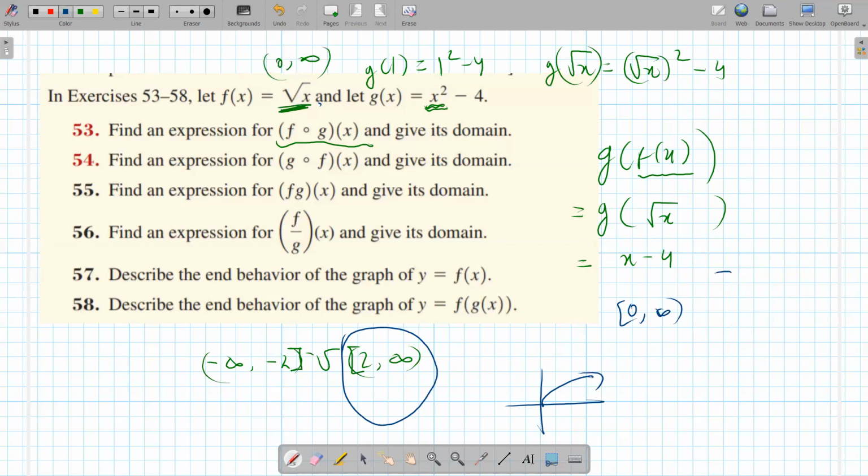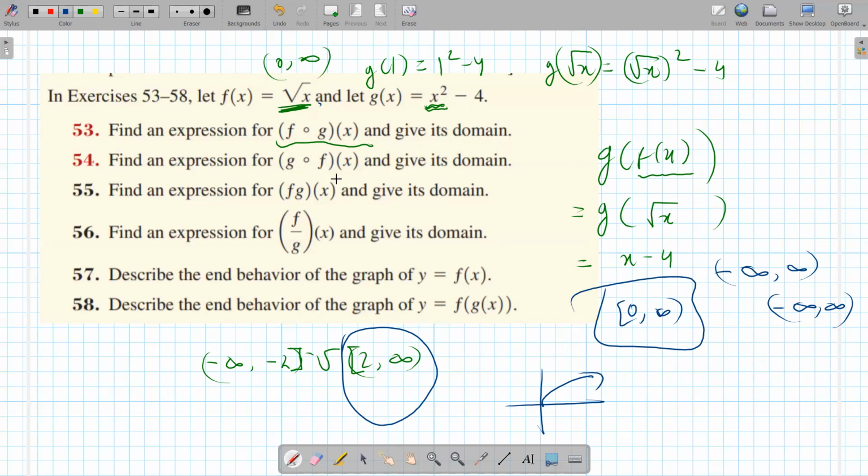Now where do they intersect? This one is all real numbers as well. Now where do they overlap? 0 to positive infinity. That's the answer. Okay. So this is the domain of g of f of x.